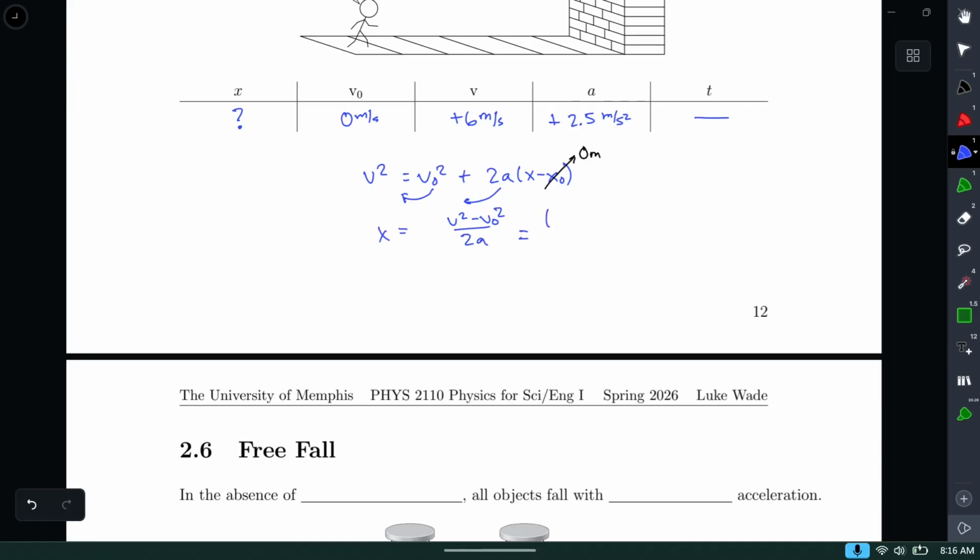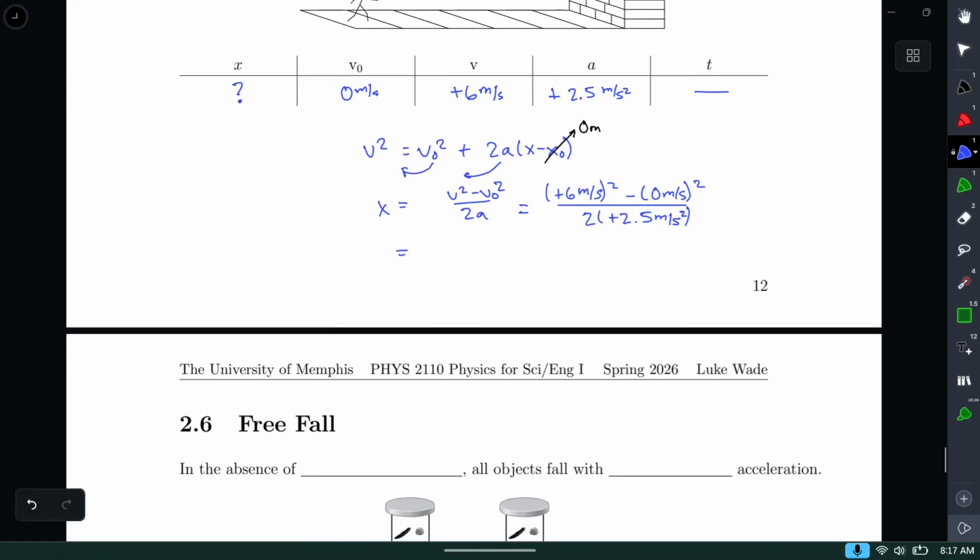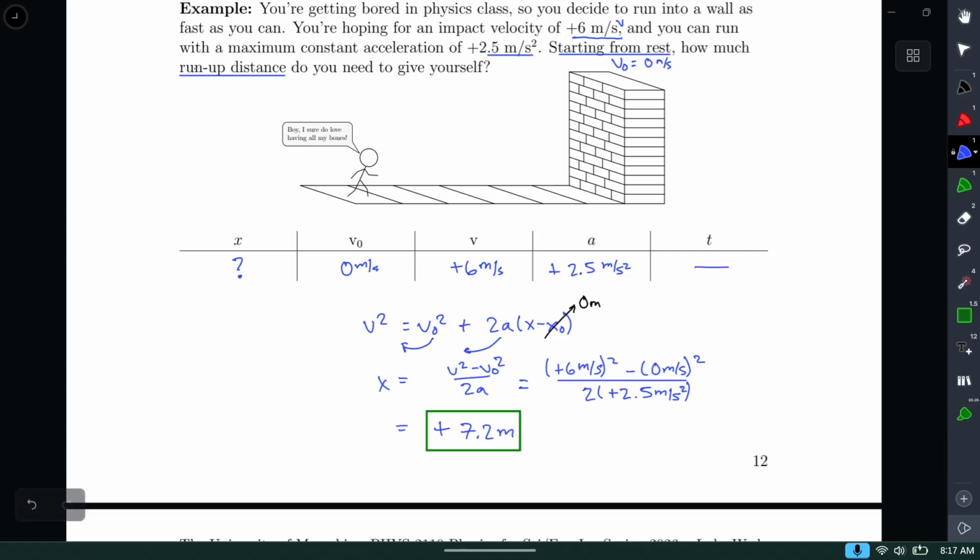My final velocity is 6 meters per second. My initial velocity was 0, and a positive 2.5 meters per second squared. And we get a value of 7.2 meters. Put some numbers to this that are maybe a little bit easier to think about. For meters per second to convert to miles per hour, it's about 2.2-ish. I'll just call it an easy 2 to get a ballpark number. So that's something like 12 miles per hour. It's a decent sprint. And then 7.2 meters, a meter is about 3 feet.